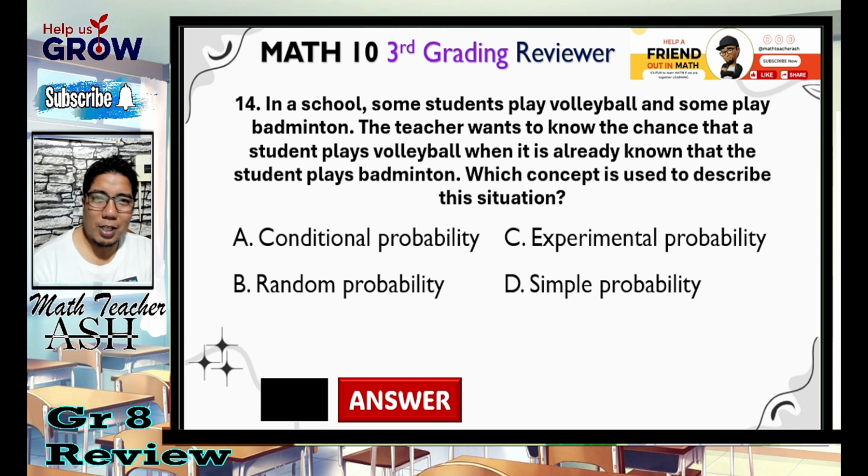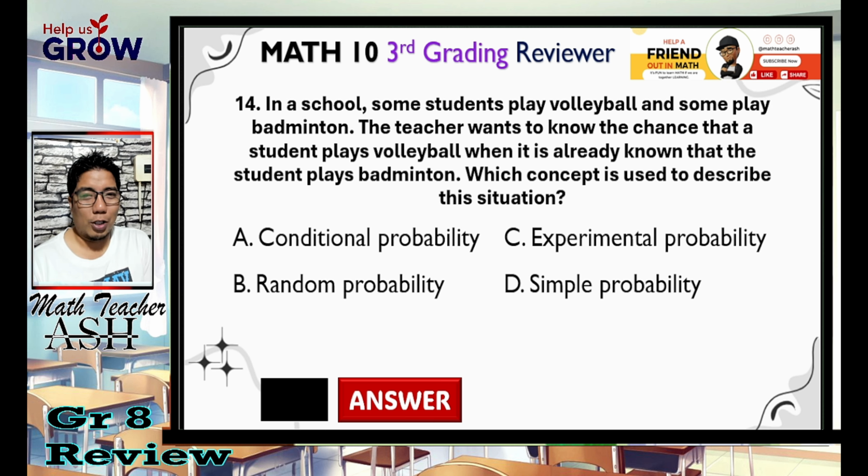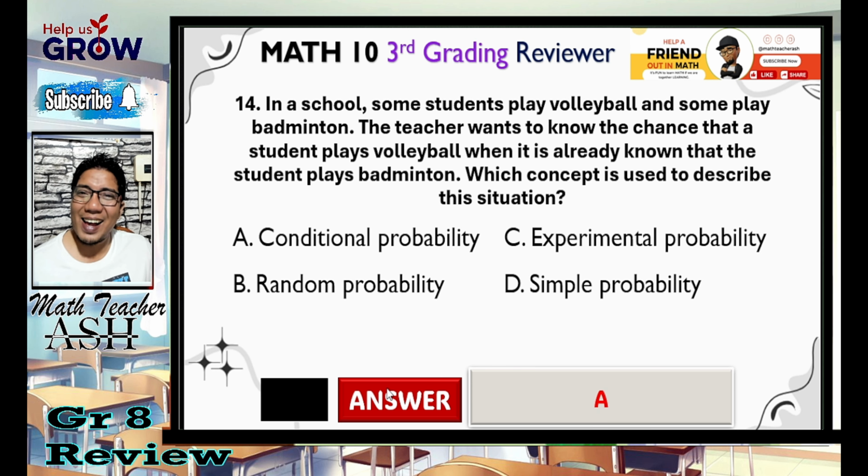Alright, my dear math learners, in this question, we are considering the probability of an event occurring given that another event has already occurred. So, among the 4 choices here, that is, very good, conditional probability. So letter A would be the correct answer. Let's check whether we are correct. Alright, I hope you got that one, my dear math learners.